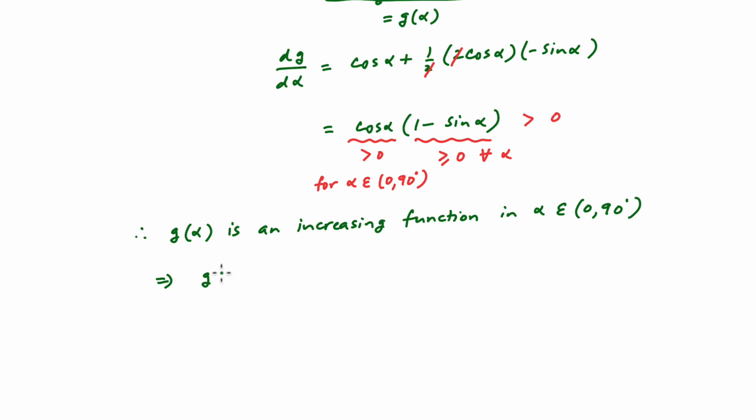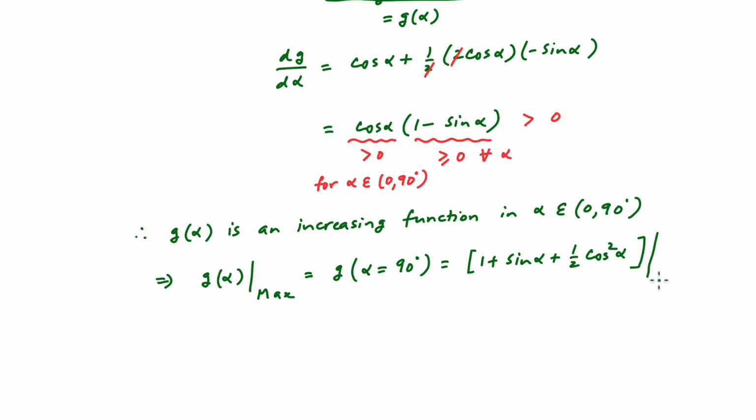Therefore, the maximum value of g of alpha is reached when the value of alpha is maximum in this range, which is equal to the value of g when alpha is equal to 90 degrees. This is the value of 1 plus sine alpha plus half of cos square alpha when alpha is equal to 90 degrees. And this is equal to 1 plus sine of 90 degrees plus half of cos square 90 degrees, which is equal to 2.